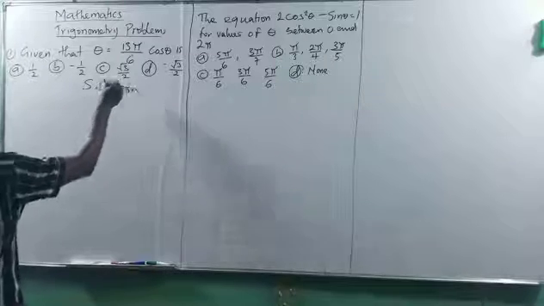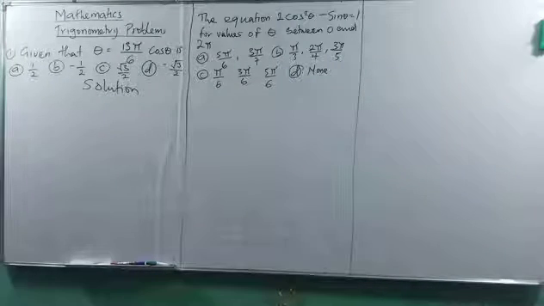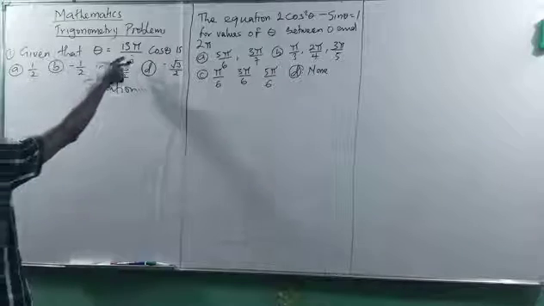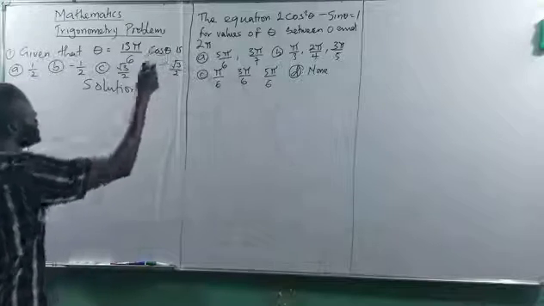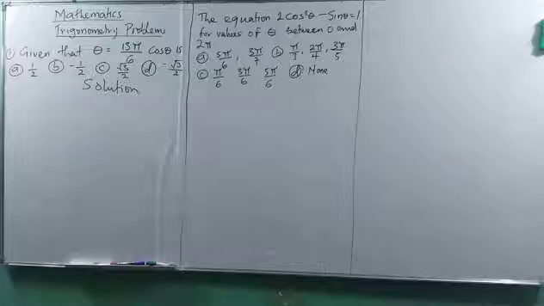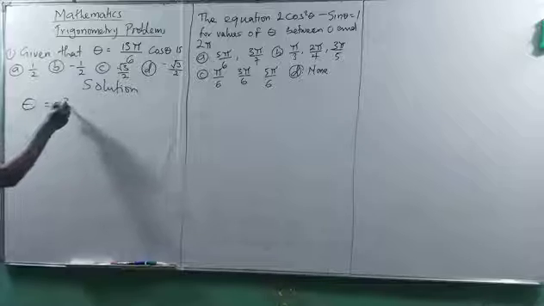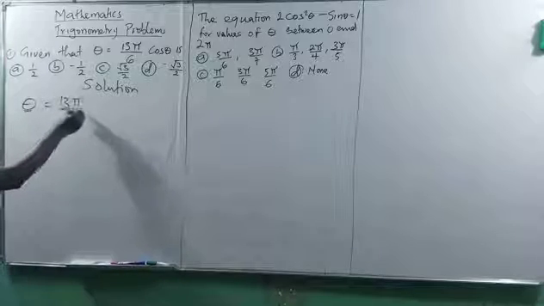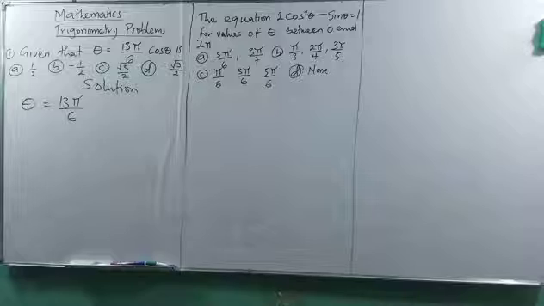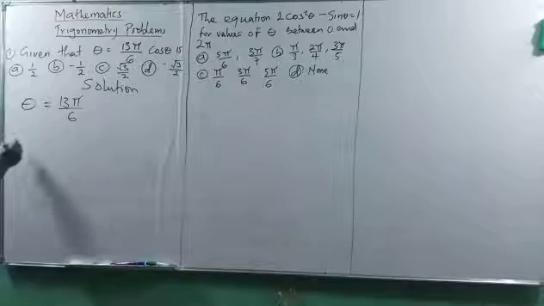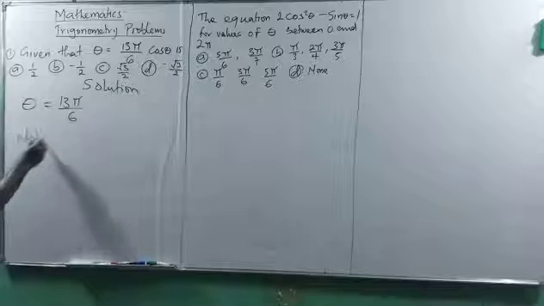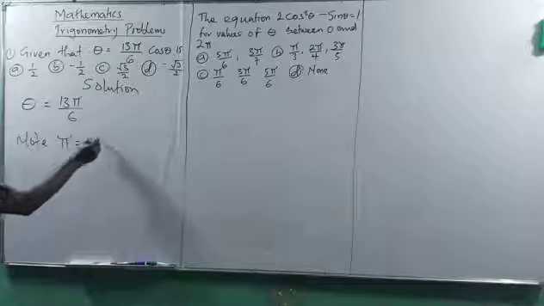Now, look at this first one. It's a very simple one. I'm given that theta equals this, and we need cos theta. Don't forget the solution to this problem. What you just need to do: my theta is 13 pi all over 6. That is the first thing you are looking for. Note that pi is always equal to 180.